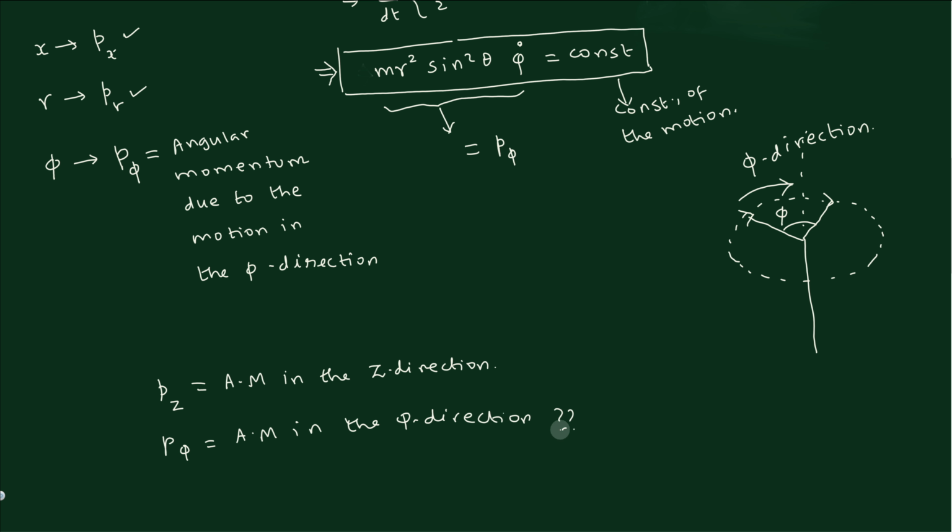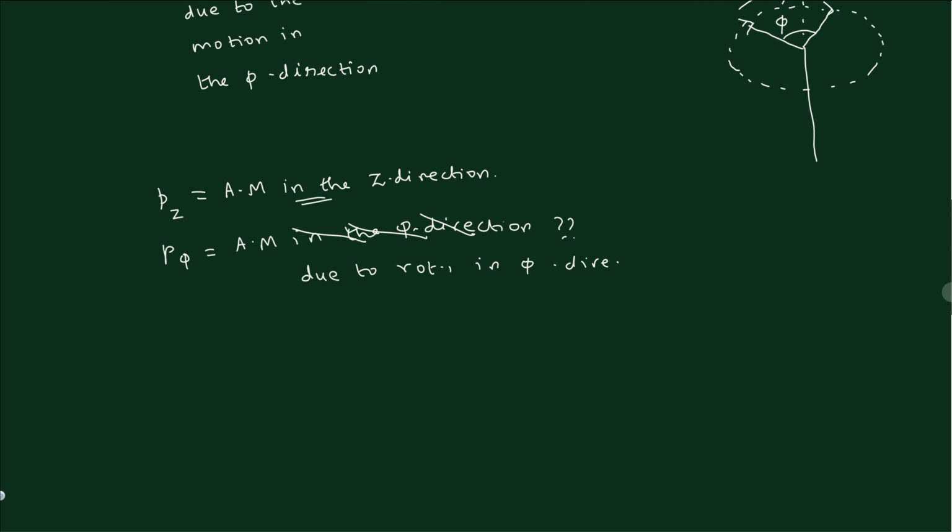Is this correct? That is what I am trying to say. This terminology is not the same here, so we will not use it. We will not say angular momentum in the phi direction, but rather we will say angular momentum due to rotation in the phi direction. So the English is now different. You please see the difference. Angular momentum in the z direction is there, but here it is due to the rotation in the phi direction, so you have to think a little bit to understand what we are trying to say.